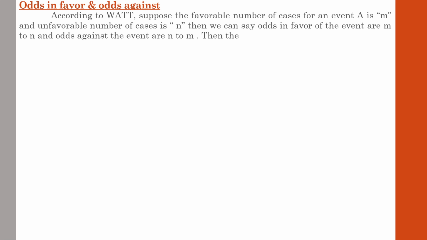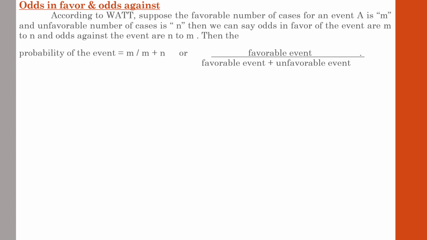According to Todhunter, a mathematician, suppose the favorable number of cases for an event A is denoted by M. Events can happen or may not happen. So the favorable number of cases for an event A is represented as M, and the unfavorable number of cases is represented as N. So we can say odds in favor of an event are M to N, and odds against the event are N to M.